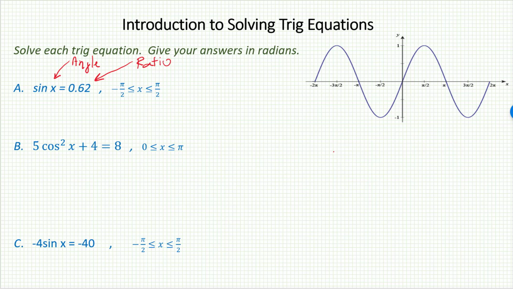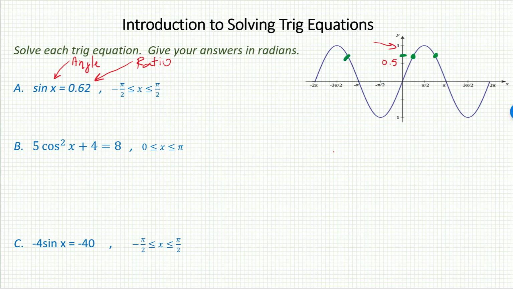I've got the graph of the sine function over here. The ratios, of course, are here on the y-axis. Here's 0.5, you can see 1 right here. 0.62 then would be somewhere around here. Well, I want to know an angle that leads to that ratio. Here's the problem. There's tons of them. There's one right here. There's another one right here.